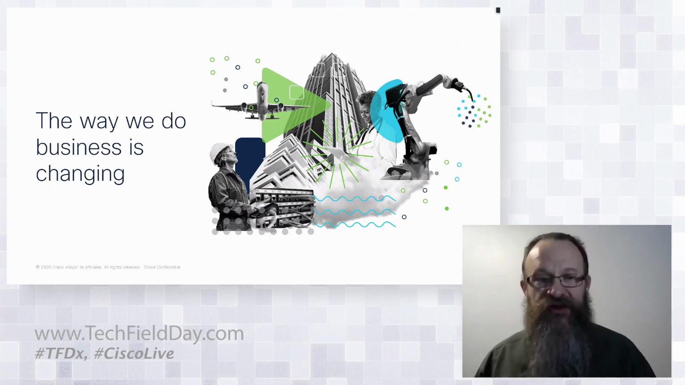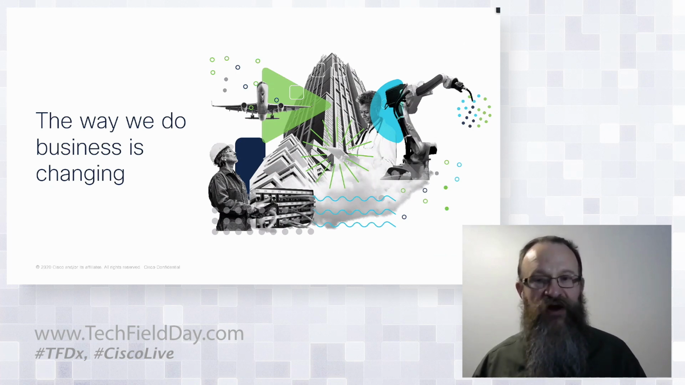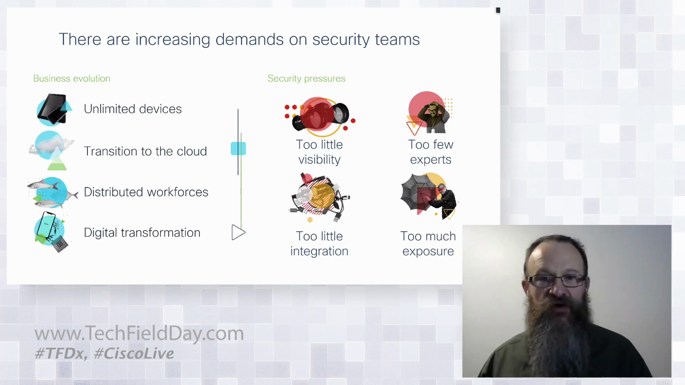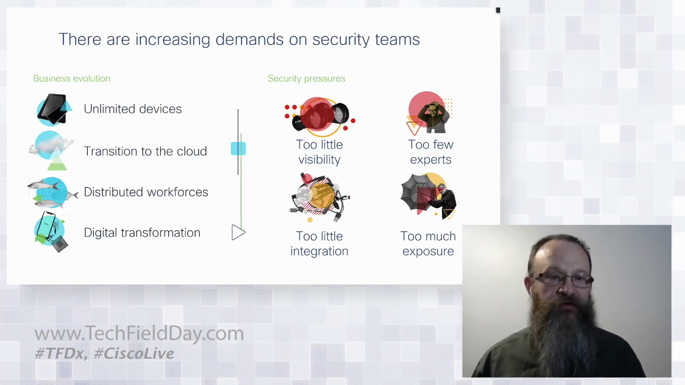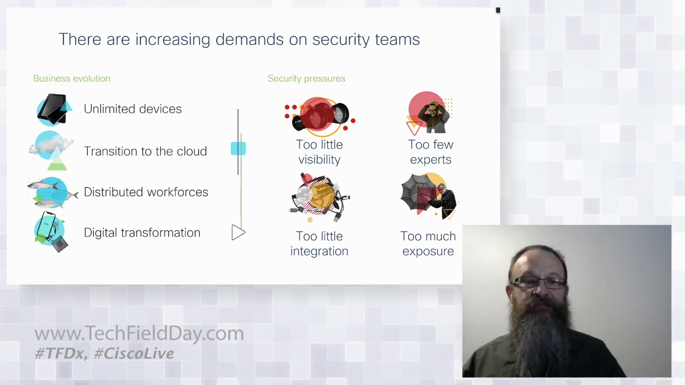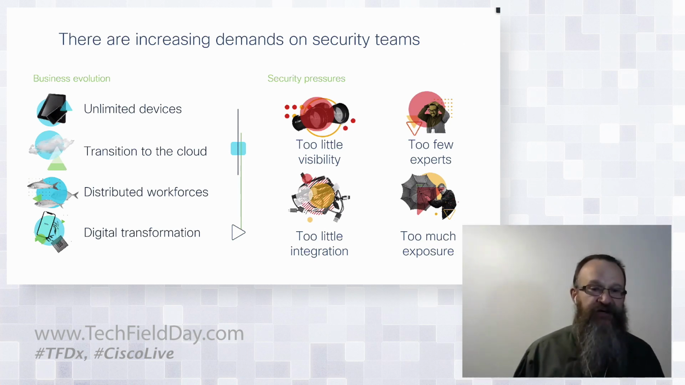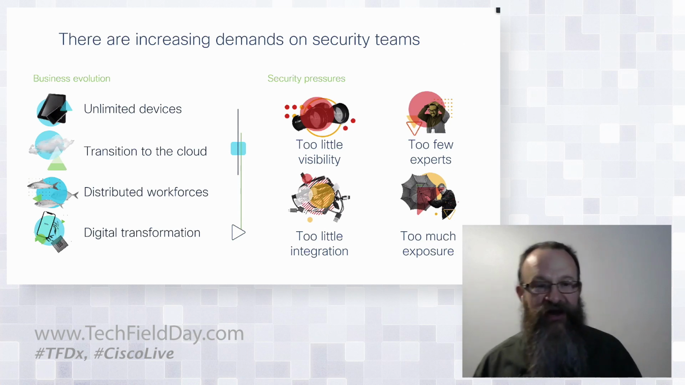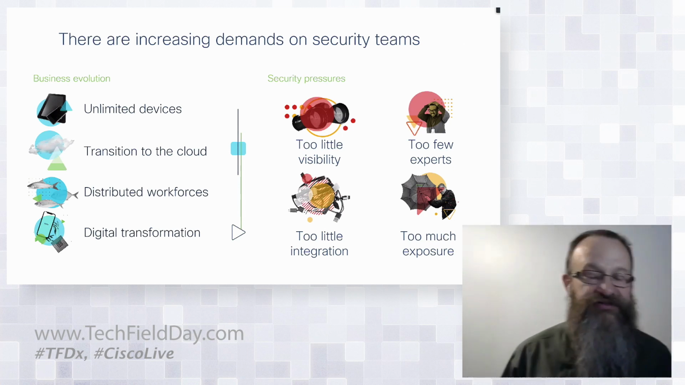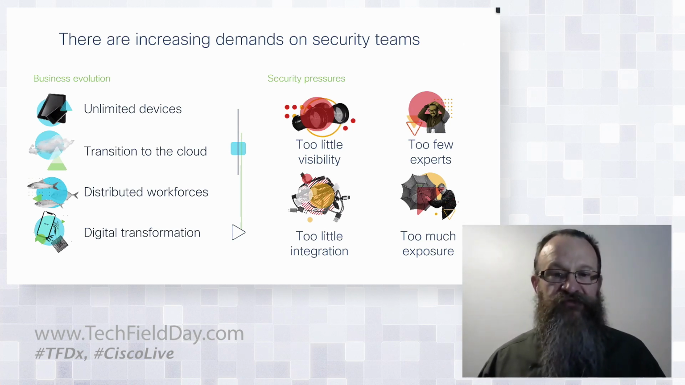The way we do things is changing. The things we do are changing. The things we need to secure are changing. What we need to secure them from is changing, and so on. We've got increasing demands on our security teams around the world. We're starting to see what feels like an unlimited number of devices and device types on our network. We're moving things to the cloud. We've got people working from all over the place, and we don't have enough visibility.